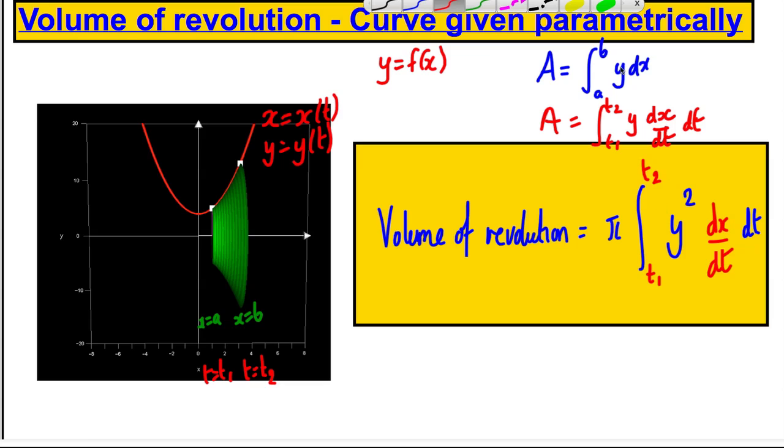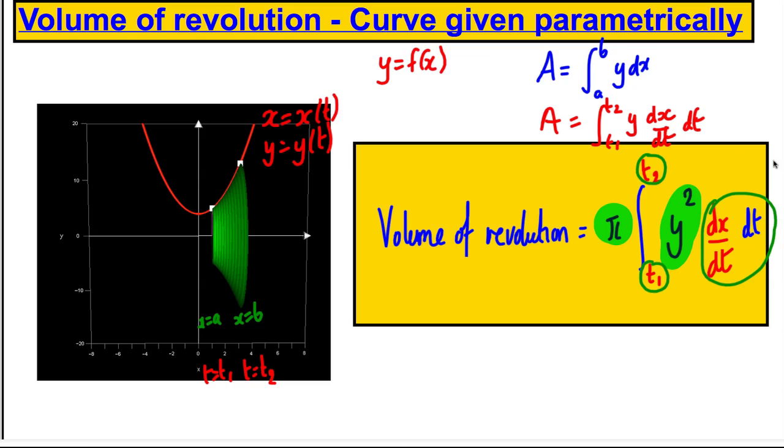If the curve is given parametrically, we still have our pi, as we wanted. We still have our y squared, and instead the limits are between t values, and we have dx by dt multiplied by dt here. You can think of it as the dt sort of cancelling to give you the dx you wanted, but it's very similar to the area given parametrically. So that's the formula we need to use and you need to be aware of.